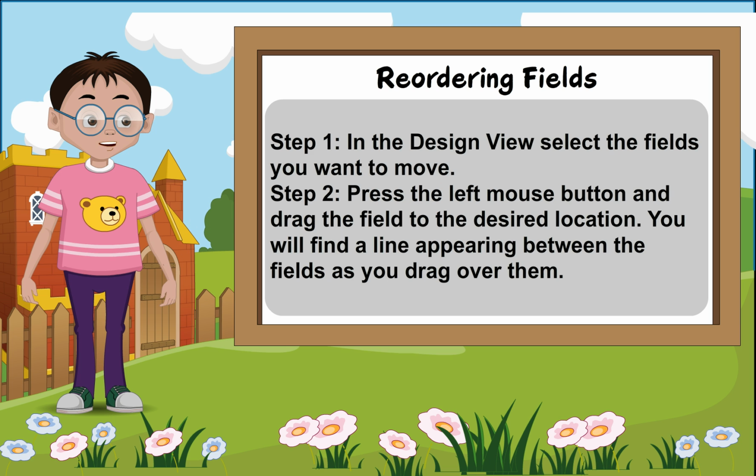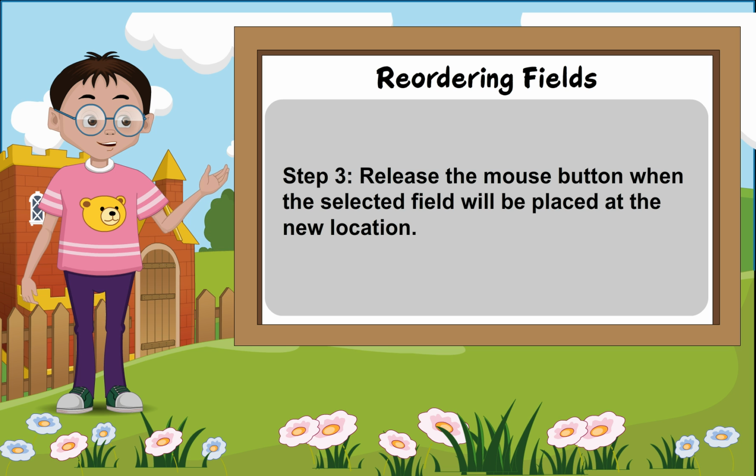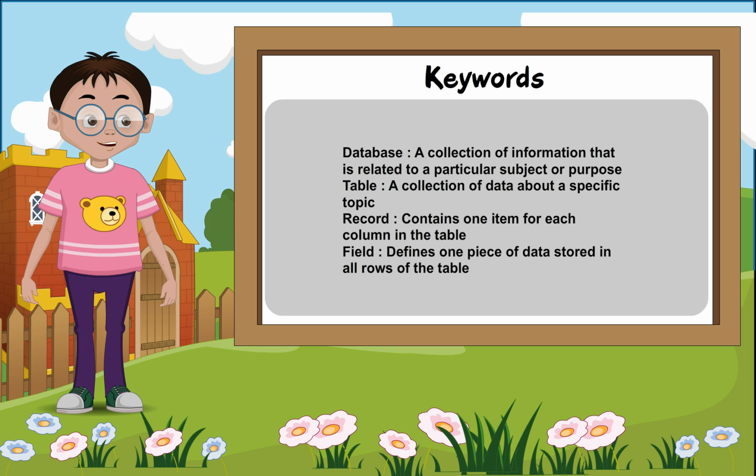Step 1. In the Design View, select the field you want to move. Step 2. Press the left mouse button and drag the field to the desired location. You will find a line appearing between the fields as you drag over them. Step 3. Release the mouse button when the selected field is at the new location.